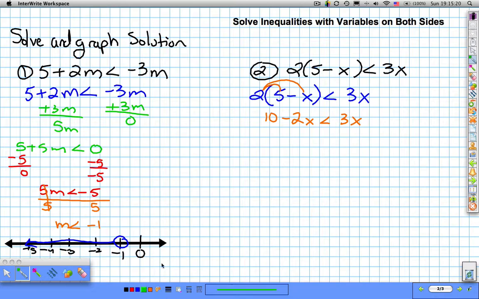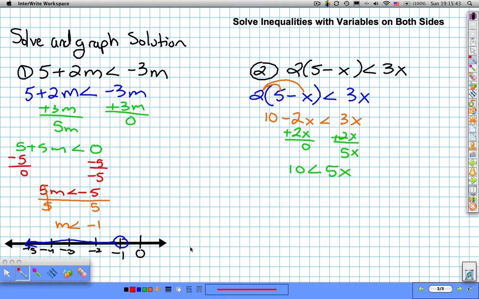Now, just like before, I need to decide which variable term should I move. Which one will give me a positive result? If I subtract 3x, I'm going to end up with a negative 5x here. So really, I'm going to want to add the 2x, because that gives me a positive 5x. So now my problem is 10 is less than 5x.